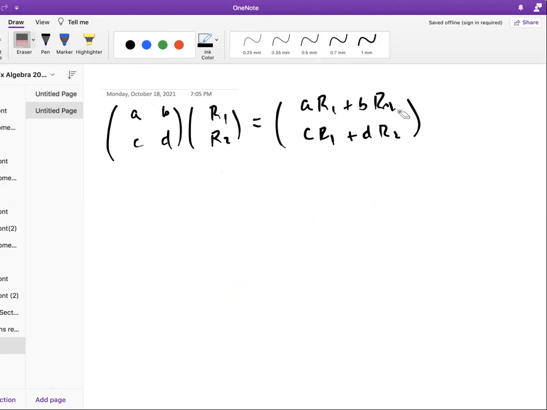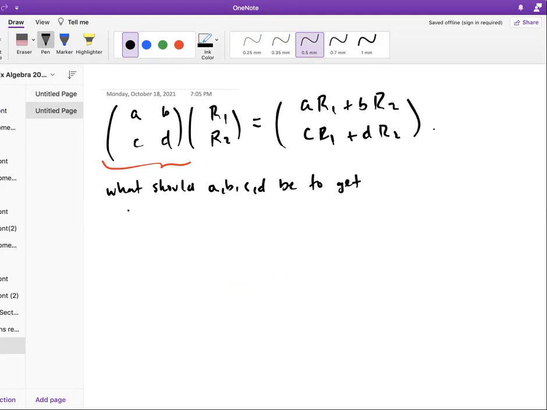All right, so when thinking about elementary matrices, let's ask this. What should A, B, C, D be to get row operations? So that question makes sense.